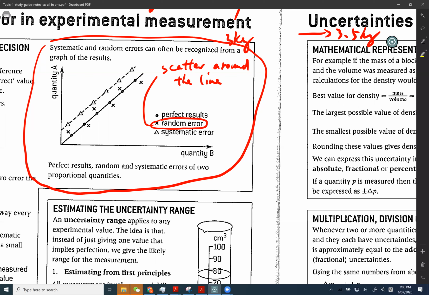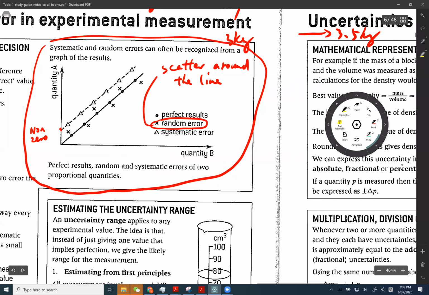What's the meaning of systematic error? They are linear, but the idea is that for some quantities they should be proportional. But when you sketch a straight line, you find it's not passing through 0, 0. In this case, we have systematic error. I'll give you an example here.